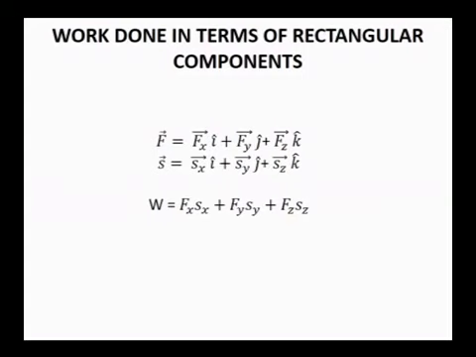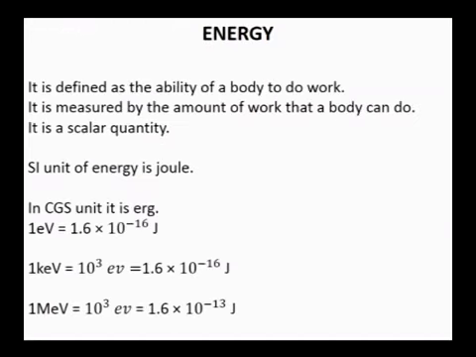So work done can also be represented in terms of rectangular components. Let us say you have a force acting in a 3-dimensional coordinate axis. Let us say you have x, y and z axes, and this is the i component, this is the j component, this is the k component. Similarly, the displacement which has occurred because of this force would also be in the x, y and z components, and therefore the work done will be F dot ds or F into s.